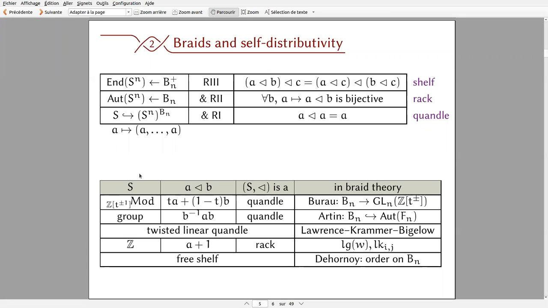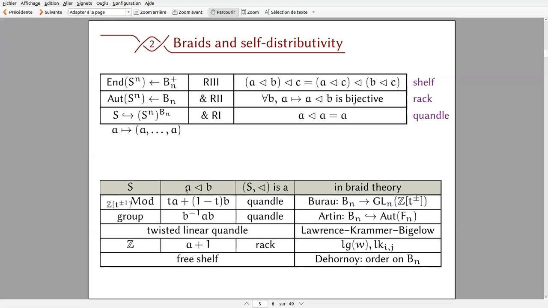For example, if your underlying set is just a set with an action of Laurent polynomials in one variable, you can define a binary operation by this linear formula. It's just a linear combination of A and B, and what you get is an Alexander quandle. If you work with the corresponding colorings, you'll get the Burau representation. And you get the reduced Burau representation if you mod out the copies of the trivial representation I was talking about.